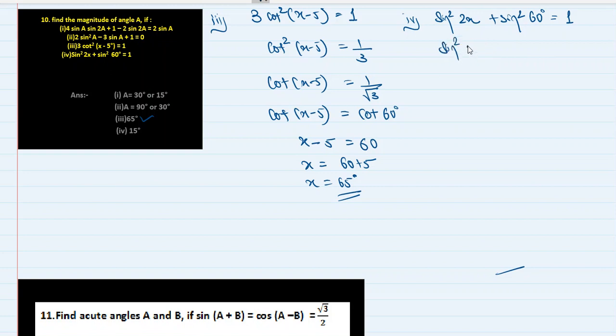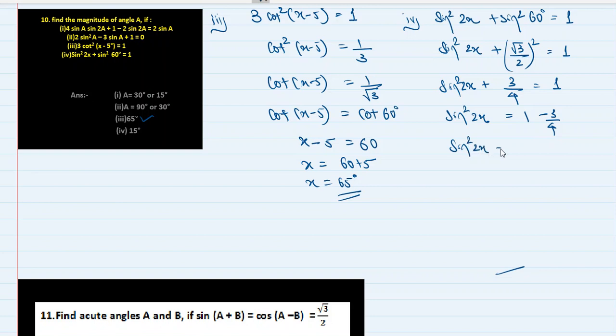Sine square 2x plus sine 60. Now sine 60 is root 3 by 2, the whole square. So sine square 2x plus 3 by 4 is equal to 1. So sine square 2x is equal to 1 minus 3 by 4, which is 4 minus 3 by 4, which is 1 by 4. Okay, so sine square 2x is 1 by 4.